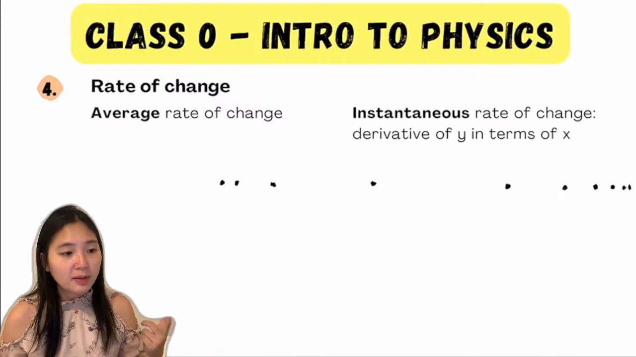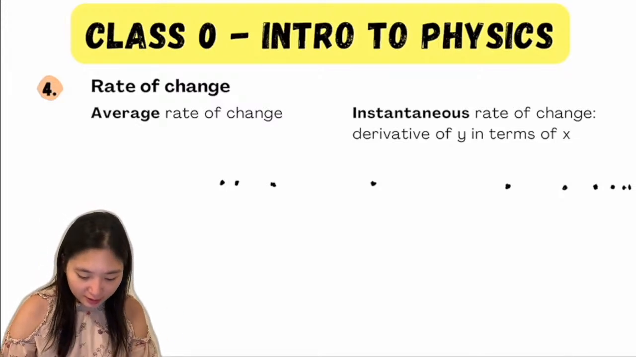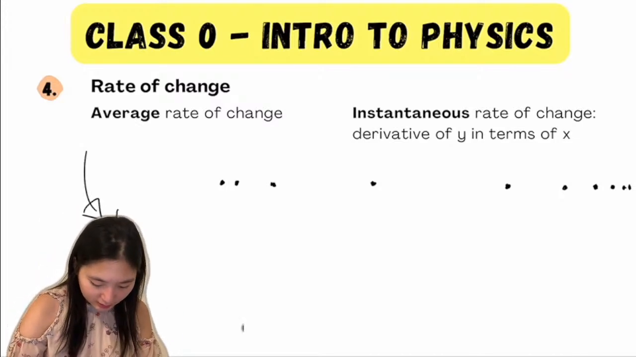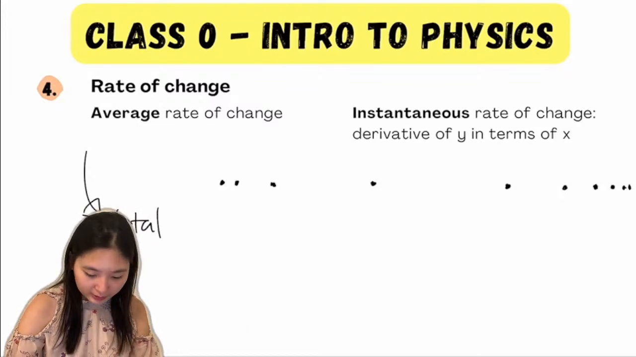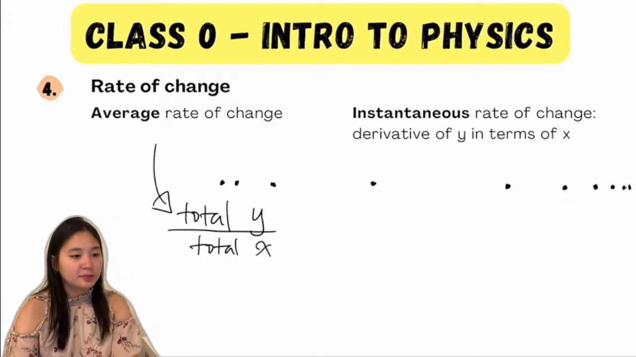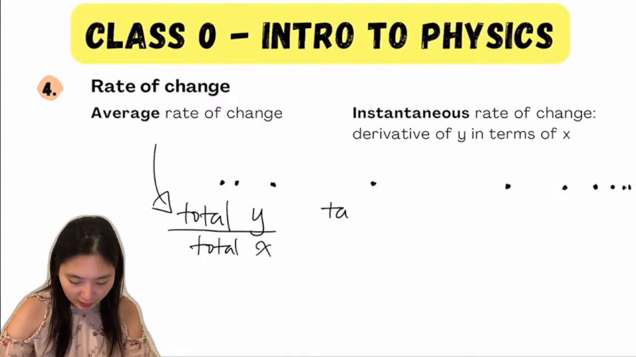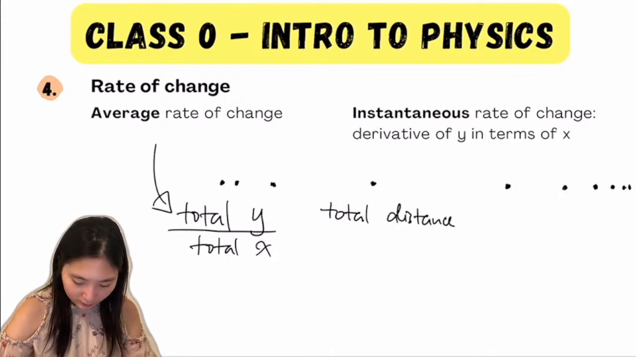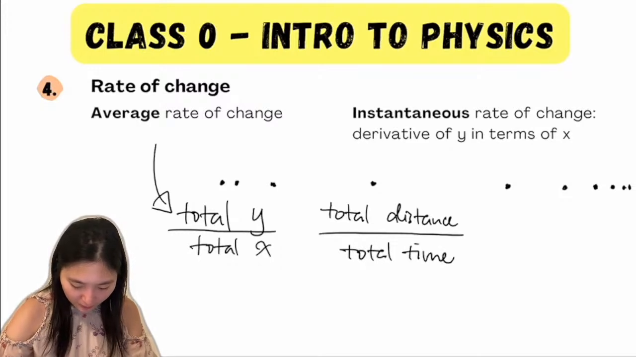Here, what I mean by the average rate of change is always the total value of y divided by the total value of x. A lot of times it means the total amount of distance divided by the total amount of time. That's what we mean by the average rate of change.